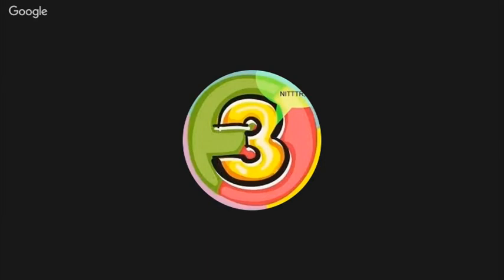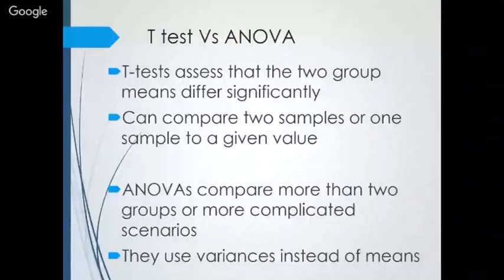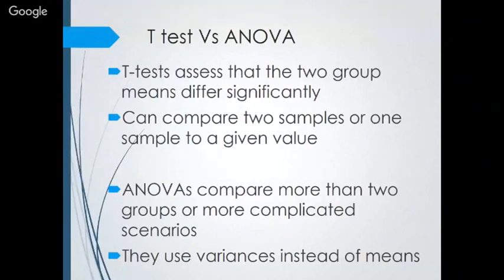And next is t-test versus ANOVA. The t-test assesses whether two group means differ significantly. What the t-test does is find any significant difference between group 1 and group 2 only. But what does ANOVA do? ANOVA can compare two or more groups. We can compare 3 groups, 4 groups, 5 groups, like that. But the t-test is capable of only 2 groups.